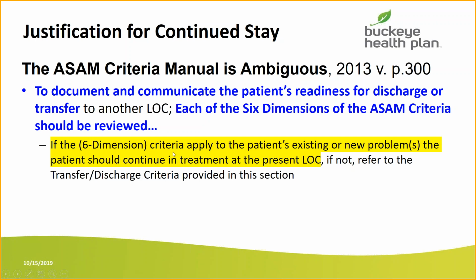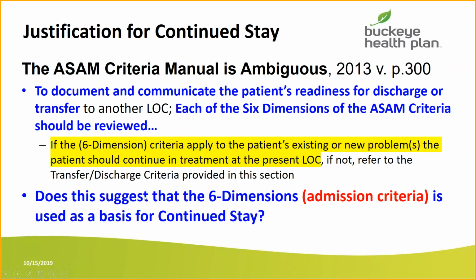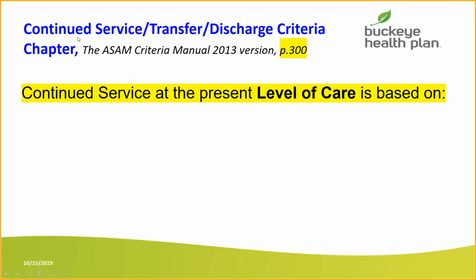But then it says if the 6 dimension criteria apply to the patient's existing problems or new problems, the patient should continue in treatment at the present level of care. Now, when you look at that, you ask yourself, does this suggest that the 6 dimensions, which is admission criteria, is used as a basis for continued stay? Here is the ambiguous nature of the ASAM criteria.